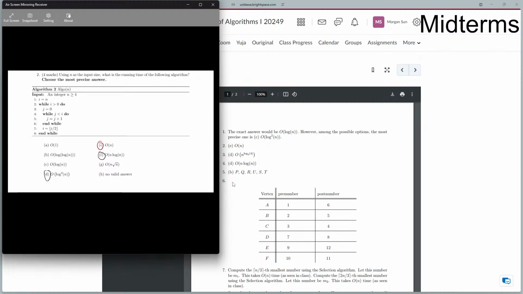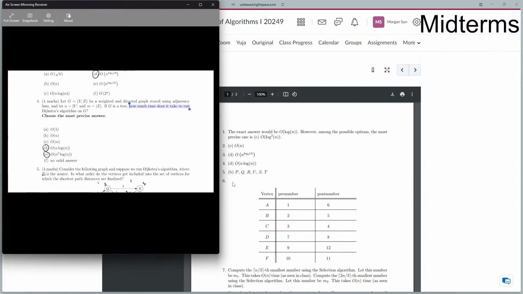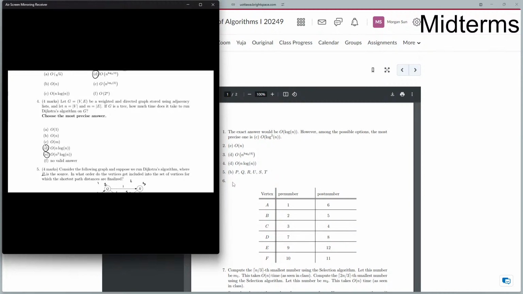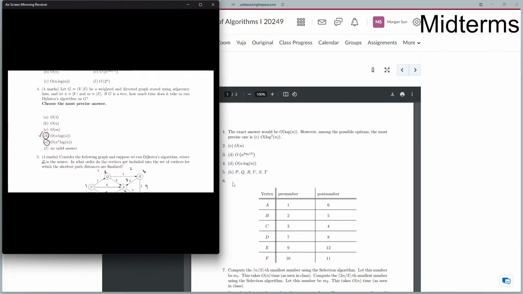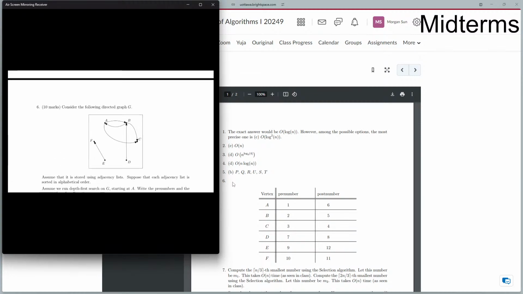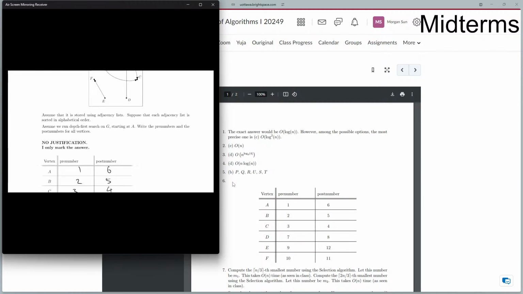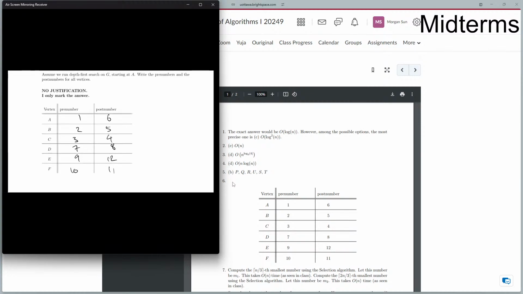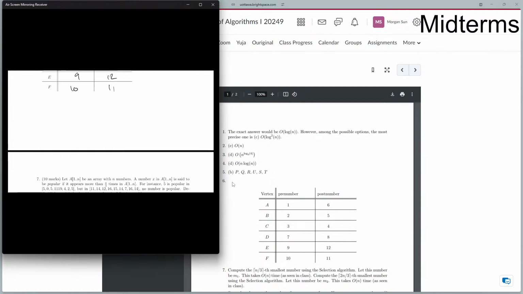Number 3 is this, which is I'm right. Number 4 is n log n. Yup, n log n. So it's this one. Number 5 is PQ R S T. Yup. Then let's look at this. 1, 6, 2, 5, 3, 4, 7, 8, 9, 12, 10, 11. That's fine.